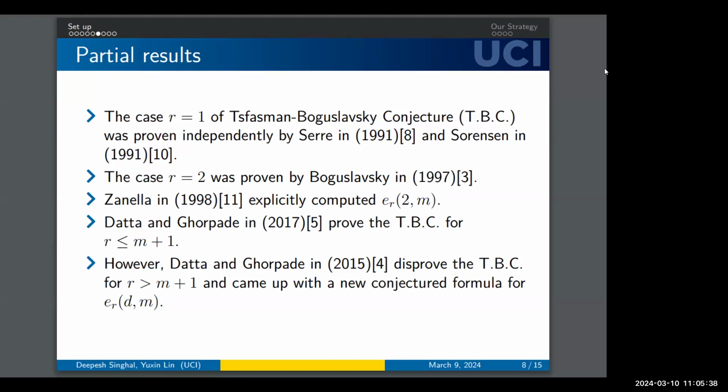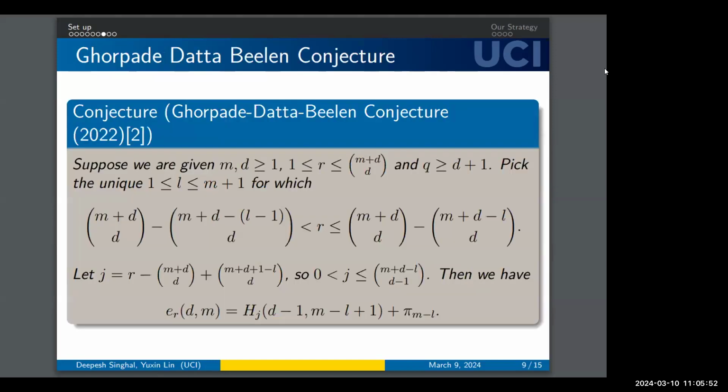However, they disprove the conjecture when r is bigger than m plus 1. They show that the conjectured formula is too small, and they came up with a new conjectured formula for e_r^d(m). So we call this the third party, the Datta-Ghorpade conjecture. It looks a bit more complicated.